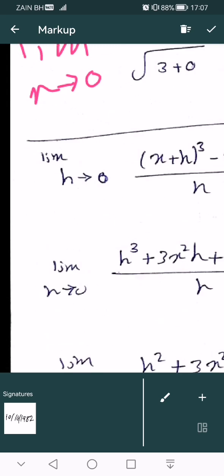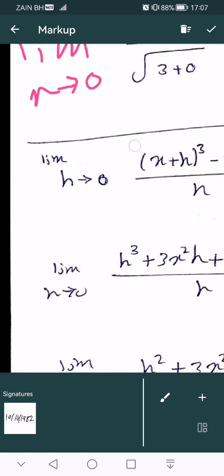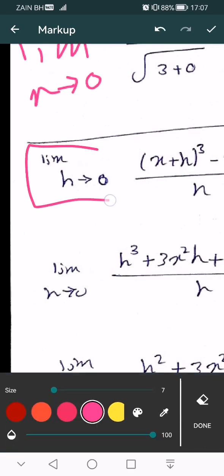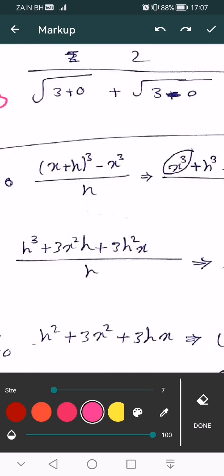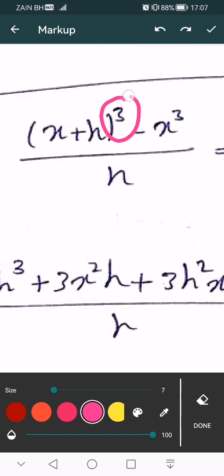The question is the same as this one: limit h goes to 0 of (x plus 3h) whole to the power 3 minus x over h. The main complicated thing here is how I can open the bracket to the power 3.